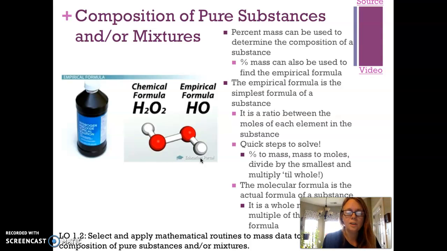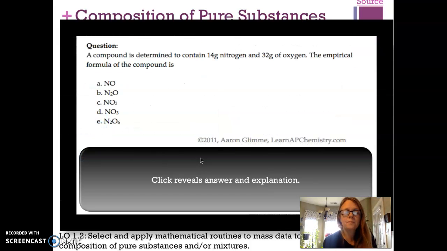Okay, so the second learning objective talks just about that, right? Empirical formula, molecular formula. Let's look at a question. A compound is determined to contain 14 grams of nitrogen and 32 grams of oxygen. The empirical formula of the compound is, well, I think you should pause the video right here and do the calculation.